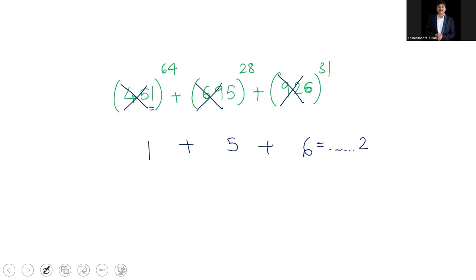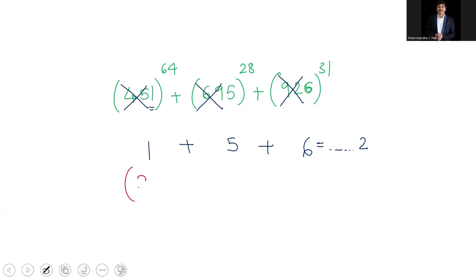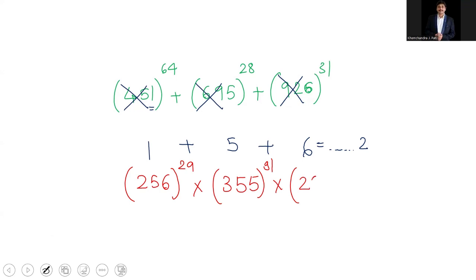Now, instead of addition, suppose I'm asking you 256 raised to 29 multiplied by 355 raised to 91 multiplied by 261 raised to 25. What is the unit place of this multiplication? What we will do here?